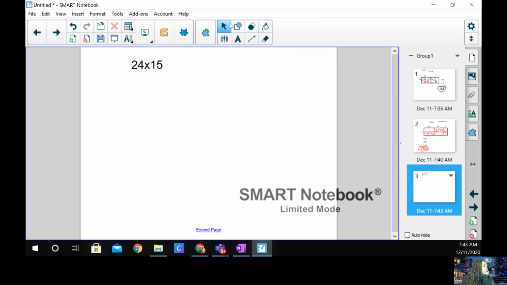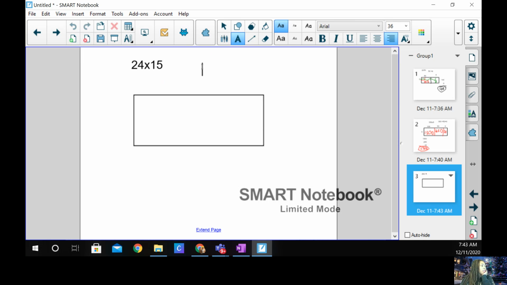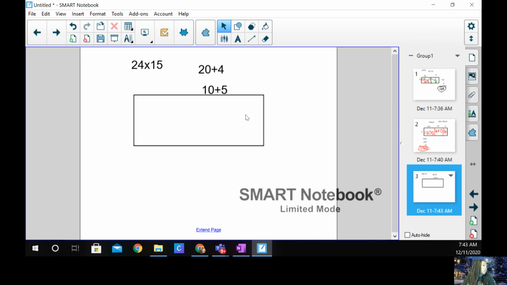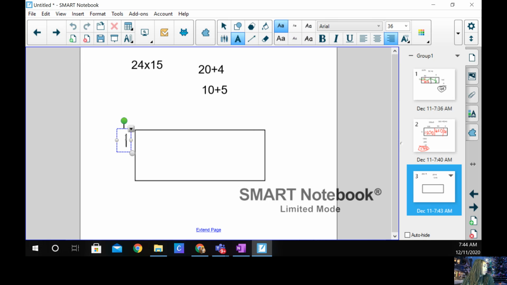We draw our box. And again, we have to break these up into expanded form. I try and teach the kids to just break them up right away. 20 plus 4, and then you have 10 plus 5, right? So if we break those up, we know which set of numbers we're working with. That is your best bet. And so that way you're not getting confused trying to break them up and work on the problem at the same time.